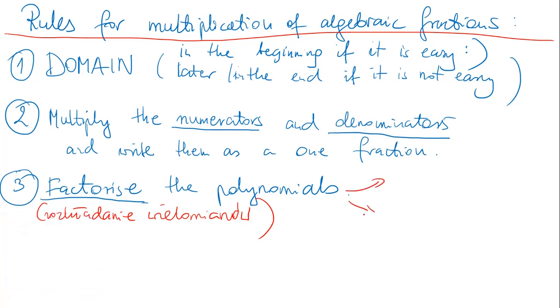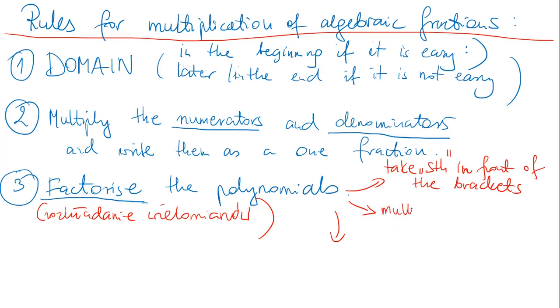That we have a few methods for factorizing. So we can use taking numbers, let's say, something in front of the bracket, right? In front of the bracket. So that's one. So we can take some number or some letter in front of the brackets. What else? We can use some multiplication formulas.